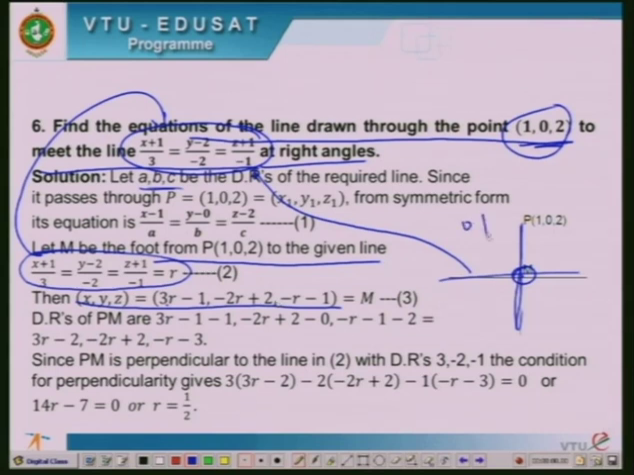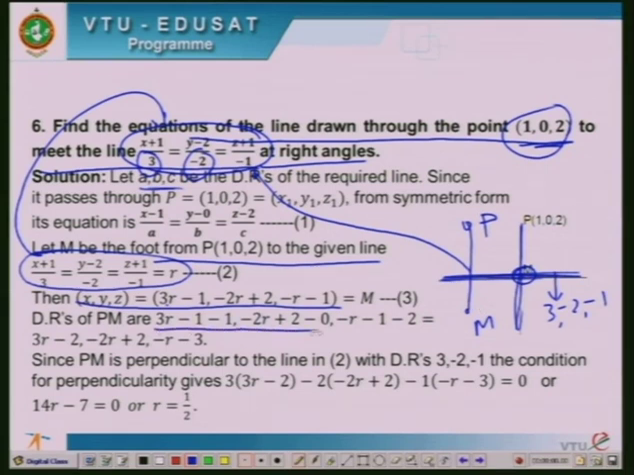You have obtained P here, you have obtained the coordinates of M now. How do you find the value of r? For that, observe that the line through P and passing through M is perpendicular to the given line. And this line, which is given, is having its ratios as the denominators 3, minus 2 and minus 1. You can apply perpendicularity of the two lines if you are able to find the ratios of this line PM, because PM is perpendicular to this line. How do you find the ratios? Because P and M are known, the direction ratios of the line joining two points is the difference of the x, y and z coordinates.